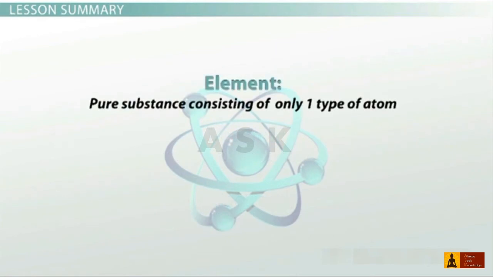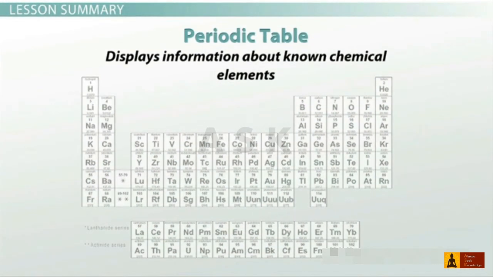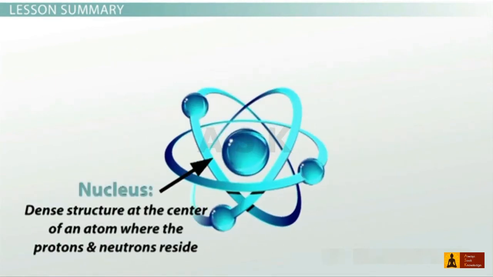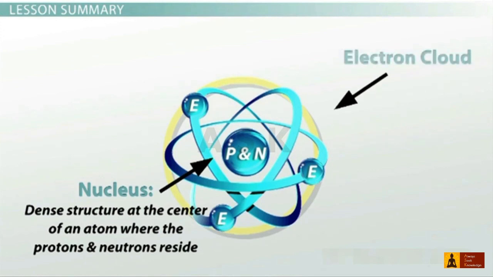An element is a pure substance that consists of only one type of atom, and elements are organized into something called a periodic table based on their atomic number. And atomic number is defined by the number of protons in an atom. And finally, as far as the organization of an atom is concerned, the protons and the neutrons make up a dense structure in the middle of the atom known as a nucleus, with the electrons circling around that nucleus in something called an electron cloud.